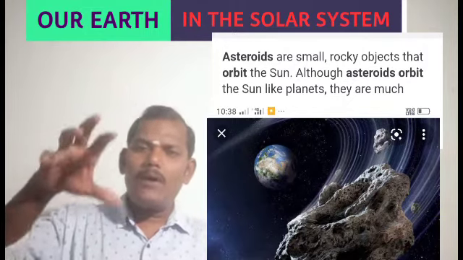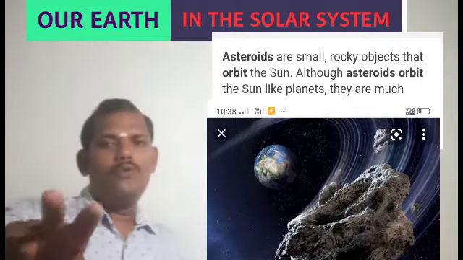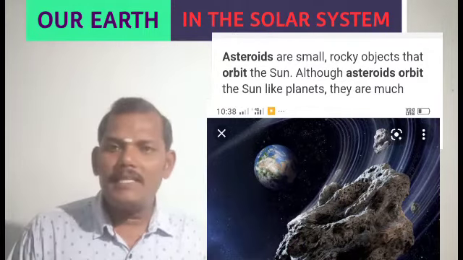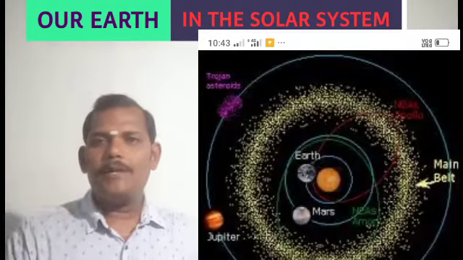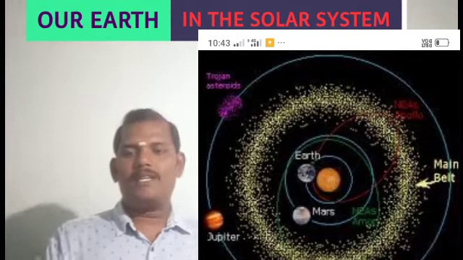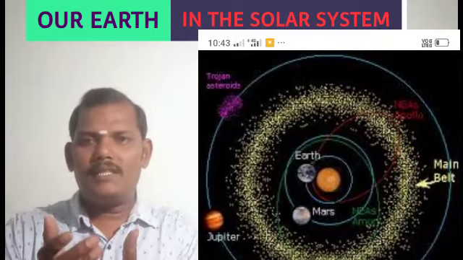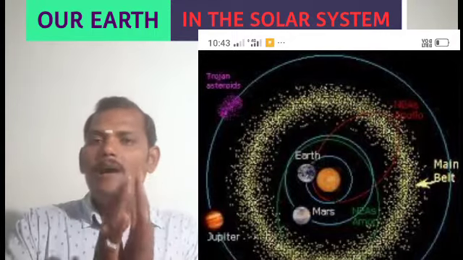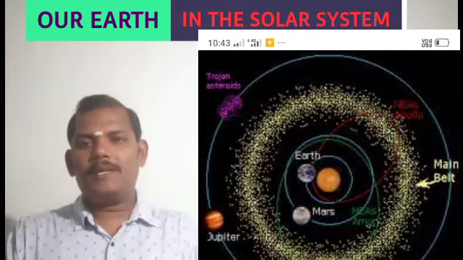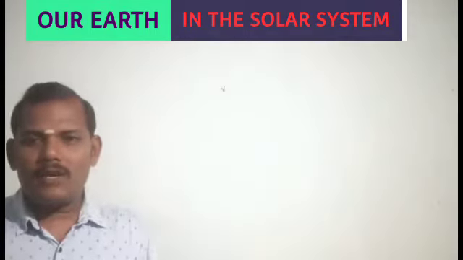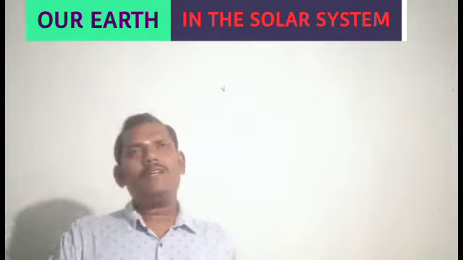They are found only between two planets. Which planets? Mars and Jupiter. These small rocky objects are found between Mars and Jupiter. These are the asteroids. Okay, next one.